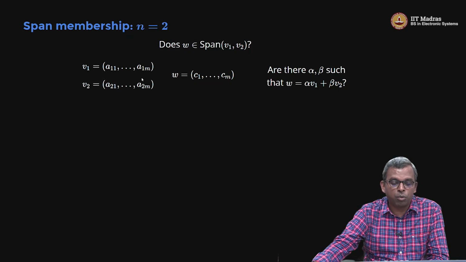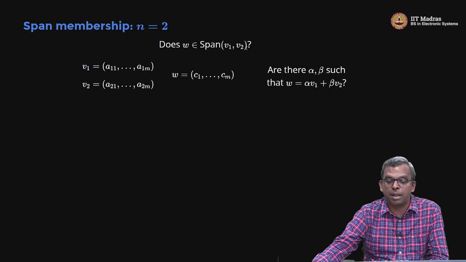What are v1 and v2? I am going to use these coordinates as the expansion. So, v1 is a11 to a1m, v2 is a21 to a2m. This is my coordinates, and then I have my w, which is c1 to cm. What am I asking when I ask this question?